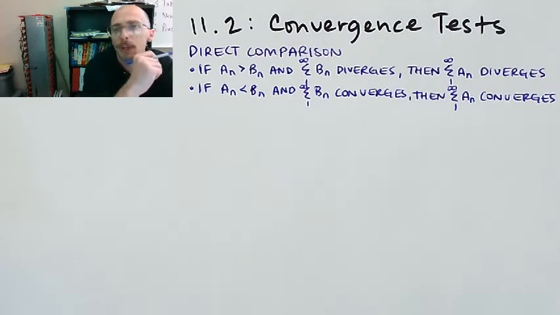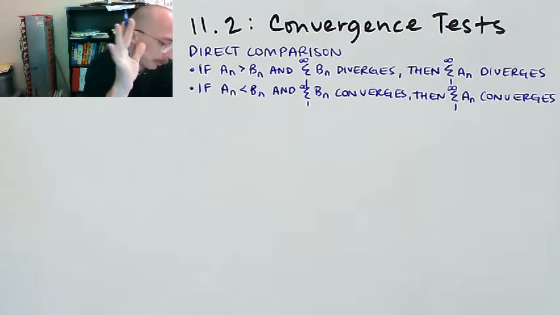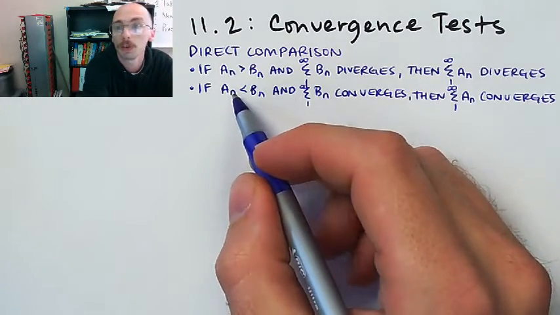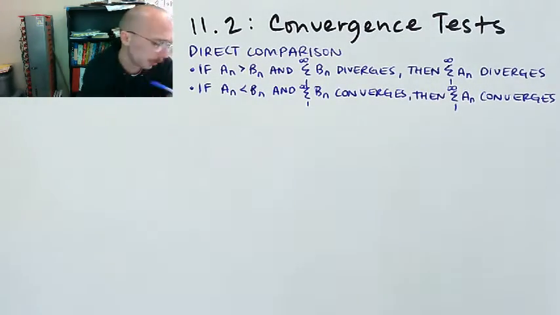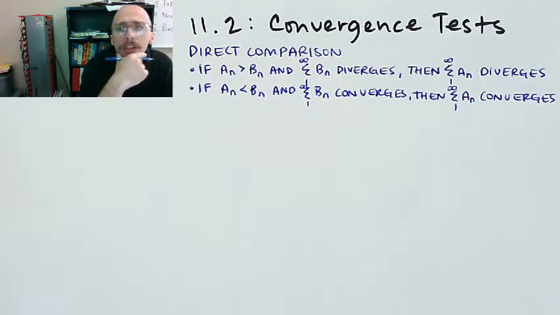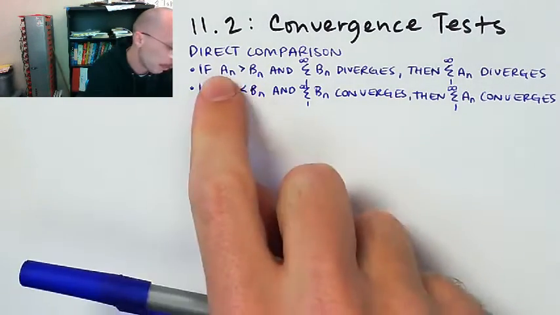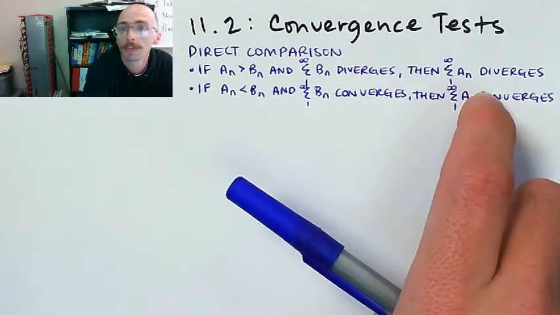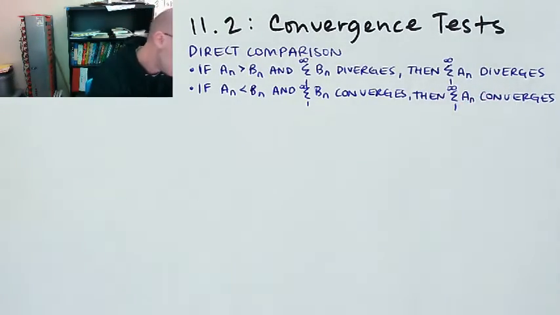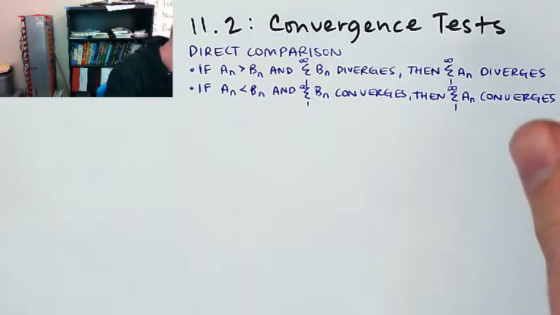And I might be going past a few details, like what if a_n was really negative and b_n was positive. Assuming that we're talking about sizes of terms here, it's going to be true. Another way you can think about this is if you're bigger than infinity, you're infinity, and if you're smaller than a number that's finite, you're finite. Okay, so that's direct comparison.